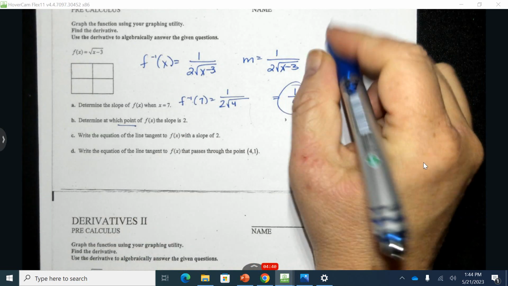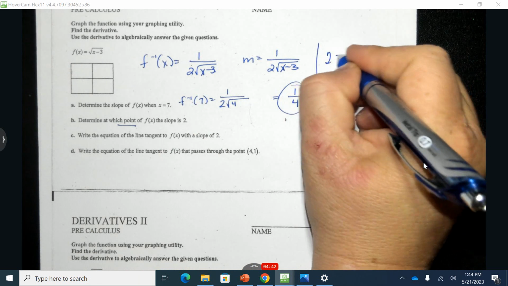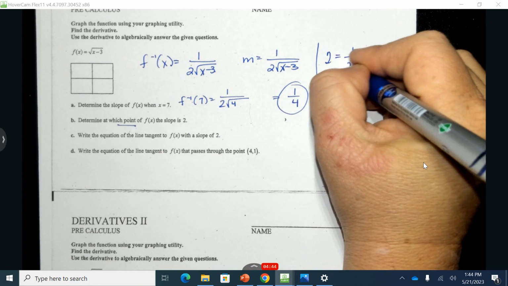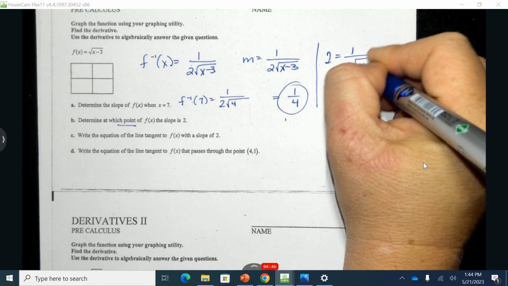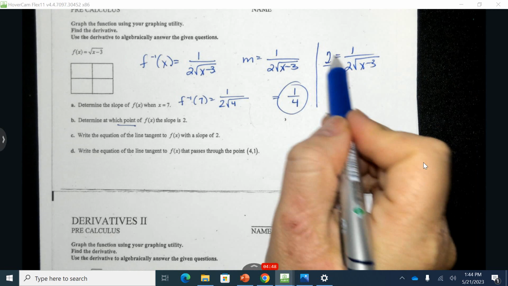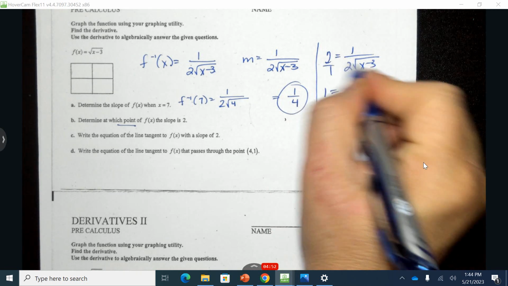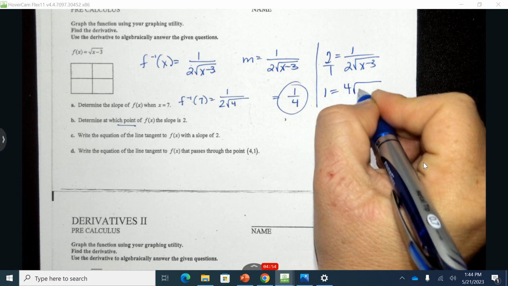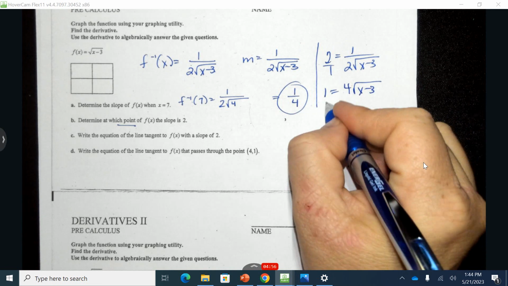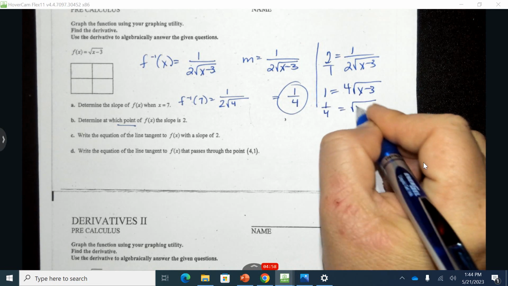2 equals 1 over 2 radical x minus 3. And then I'm going to cross multiply. So I have 1 times 1 is 1. And then I have 2 times 2 is 4 times the quantity x minus 3. I'm going to divide both sides by 4.